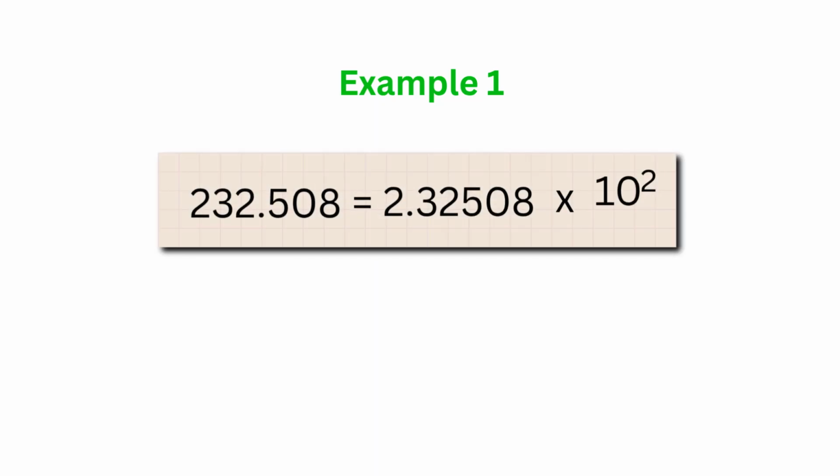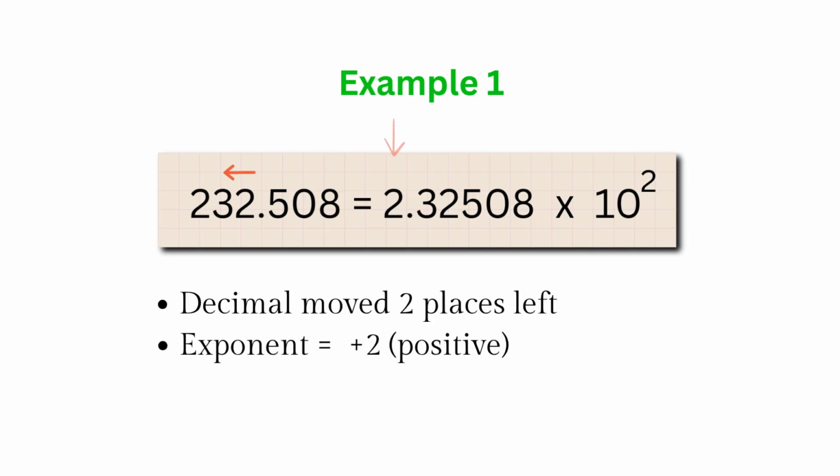Consider the number 232.508. To convert it into scientific notation, we move the decimal point to the left until only one non-zero digit remains before the decimal point. So the number becomes 2.32508. The decimal point has been moved 2 places to the left. Therefore, the exponent becomes plus 2. Hence, 232.508 becomes 2.32508 into 10 to the power 2. Remember, when the decimal moves to the left, the exponent is positive.